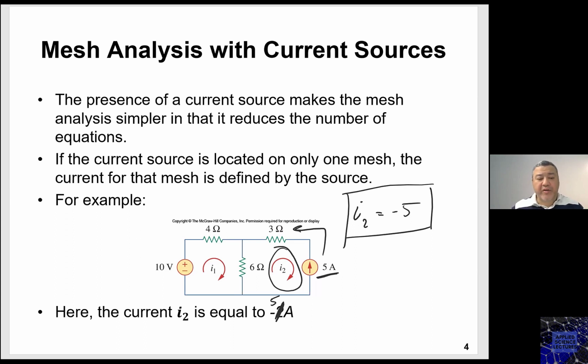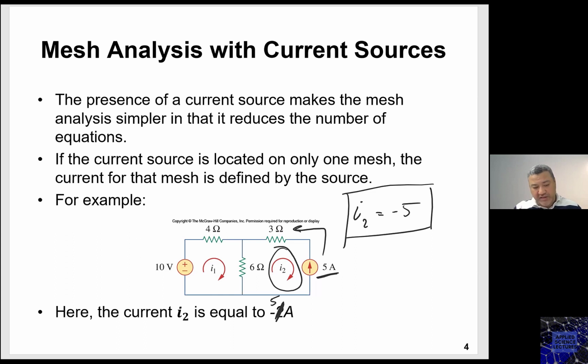So this is how current sources are affecting. If you recall, this is similar to what we have seen in nodal analysis when we had a voltage source connected between the reference and one of the variables, right? That variable became known. This is now a similar case, but in the mesh. If I have a current source in the mesh that is not shared with other meshes, then the variable assigned to this mesh becomes known. But you have to pay attention to the directions.